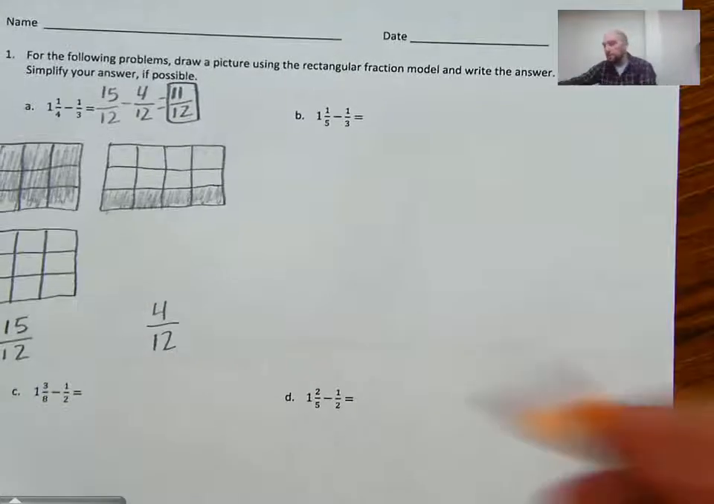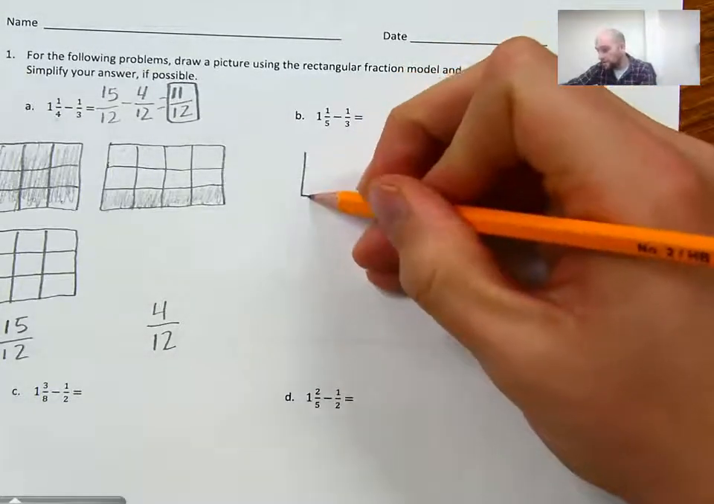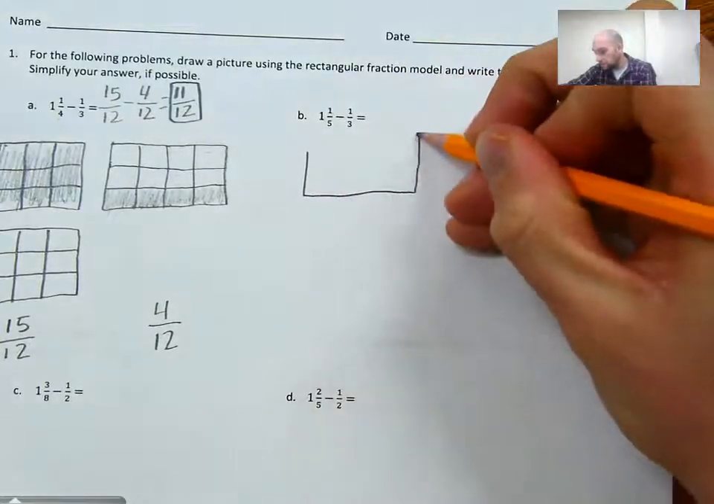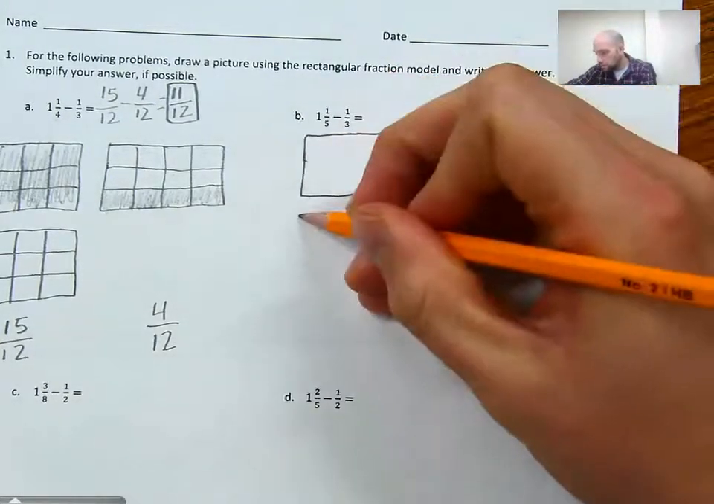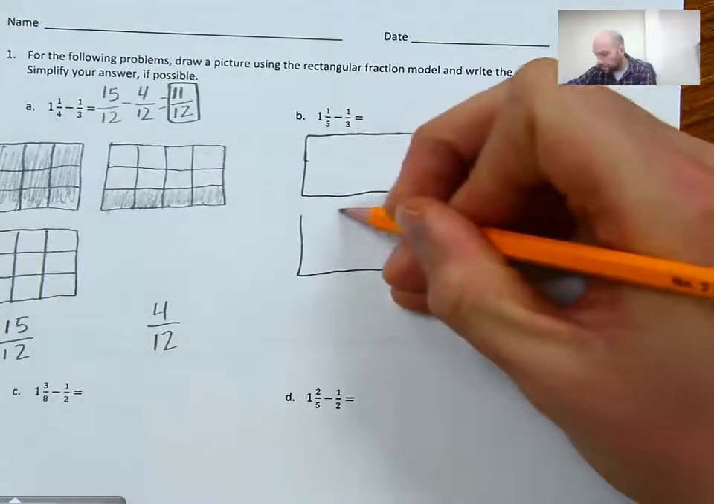So let's look at letter B. 1 1/5. Oh, that's a mixed number. I know I'm going to need at least 2 rectangles here because I have more than one whole rectangle that I need to draw.